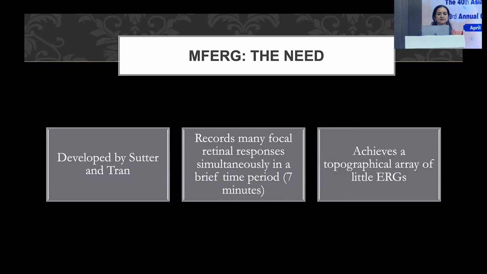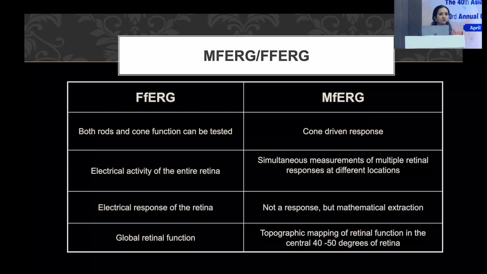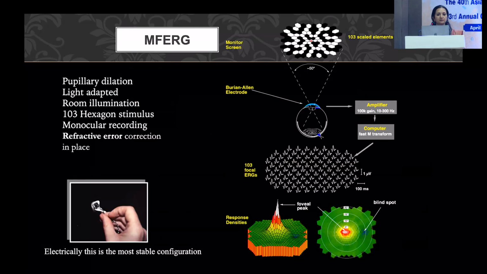The need is to display the topography of the malfunction in the macular area, which may not be picked up on a full field ERG. Also, full field ERG gives you the option of seeing both rod and cone photoreceptor function, but multifocal ERG is largely cone driven because it is done under light adapted conditions. And as I said, it is the entire retina which is measured in full field ERG, while in multifocal ERG it is the central area, the macula, whose health is determined.